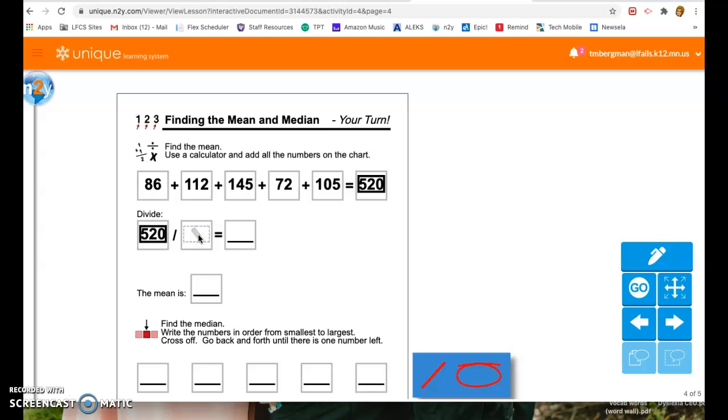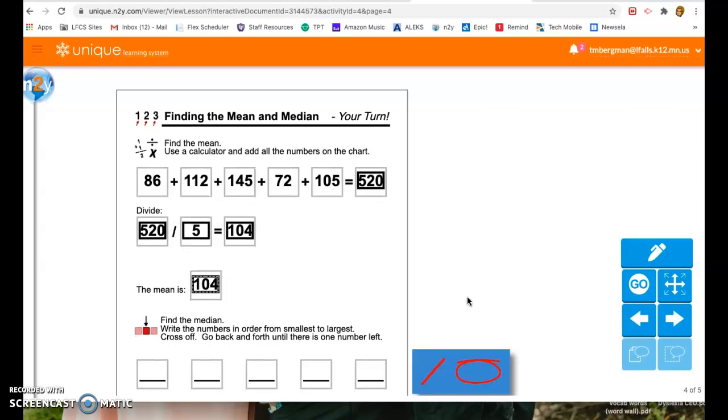And then what number goes here? It's 5. All right, so we had 5 numbers, 1, 2, 3, 4, 5. So we're dividing this by 5. So I got 104. That means the mean or the average is 104.